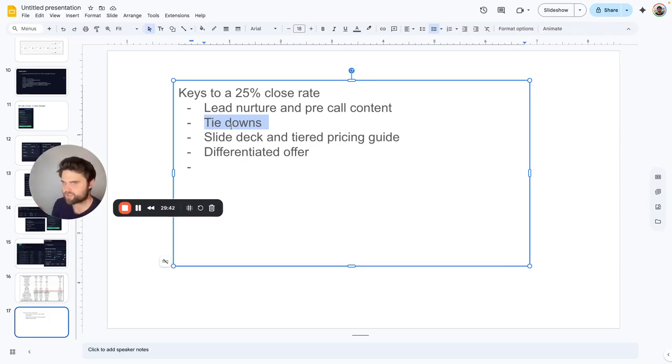And we do that by asking questions. We get them to say it to themselves. And then when we do make our big ask, very high likelihood they're going to say yes.